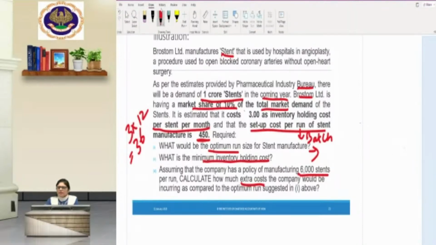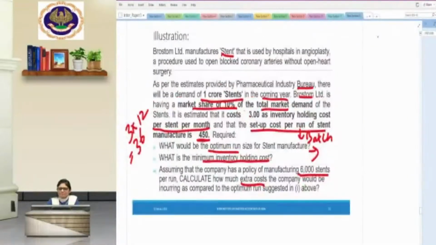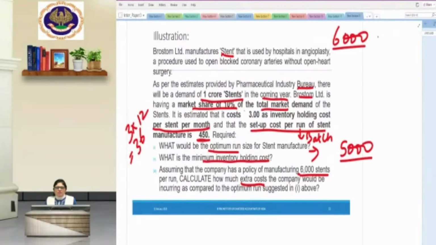All right. Now you have to calculate for 6,000 units, and also for 5,000 units. Now for 6,000 units, first calculate the setup cost. You have to calculate both costs: the setup cost and the inventory holding cost. So for the setup cost, if the batch size is 6,000, how much is the setup cost?